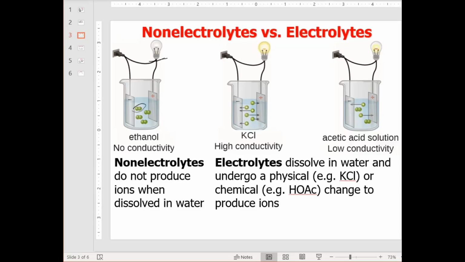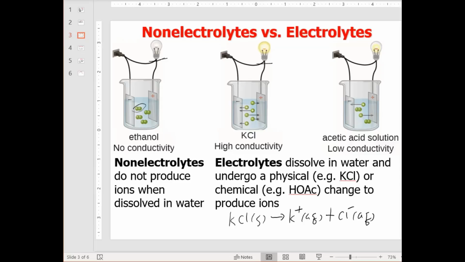In contrast, when dissolved in water, potassium chloride can dissociate 100% into potassium ions and chloride ions. Here's the equation: potassium chloride solid yields potassium ion, aqueous, and chloride ion, aqueous. So you see in the solution, there are both potassium ions and chloride ions. Then the solution can conduct electricity. So that's the reason why the light is on.